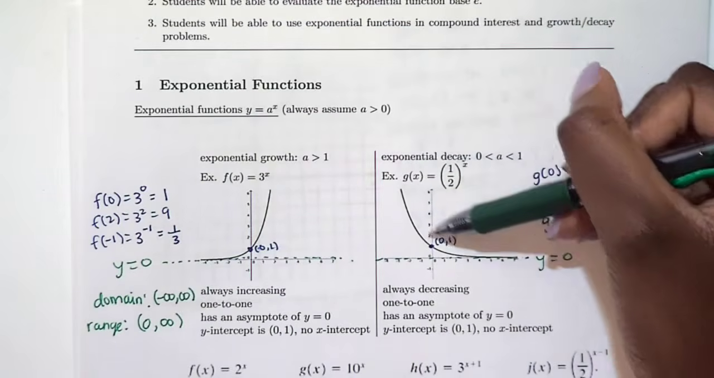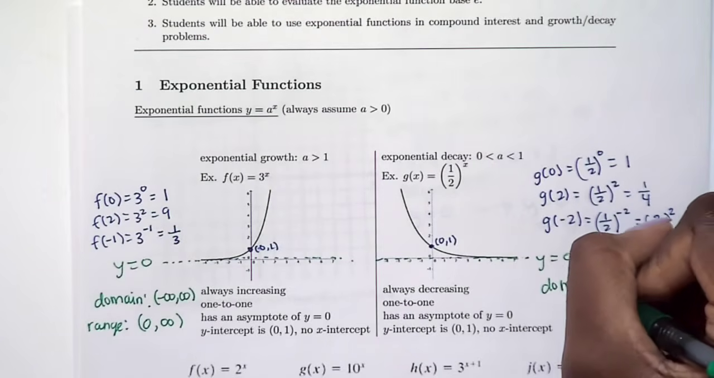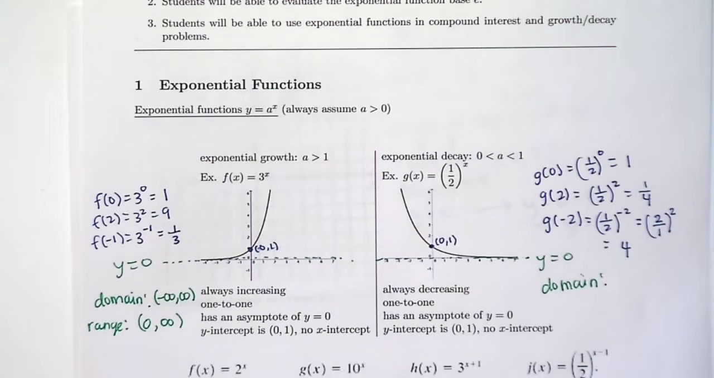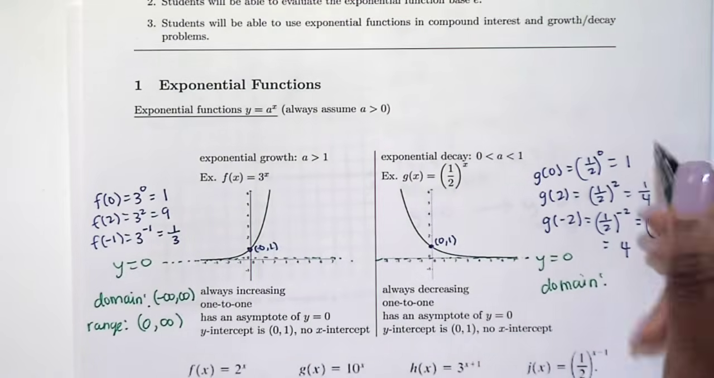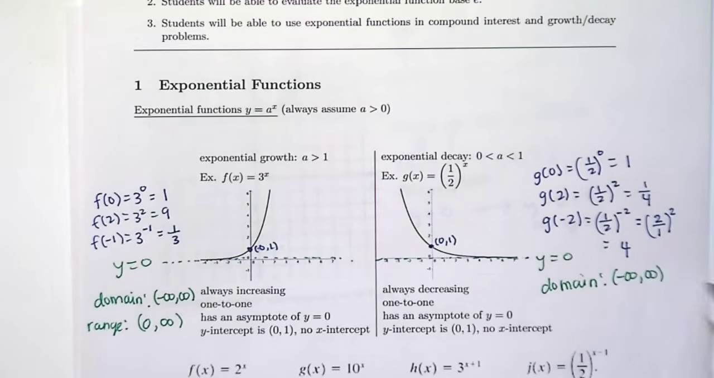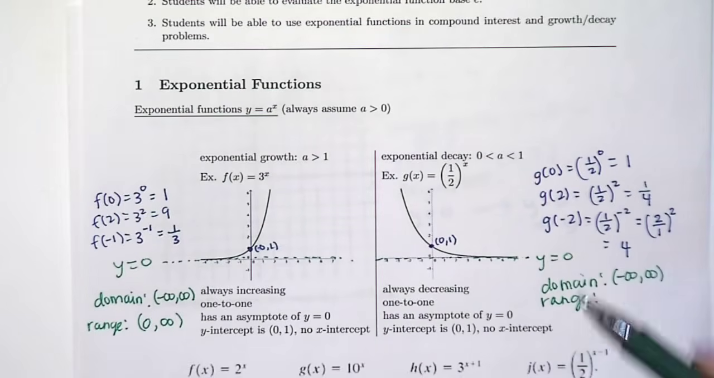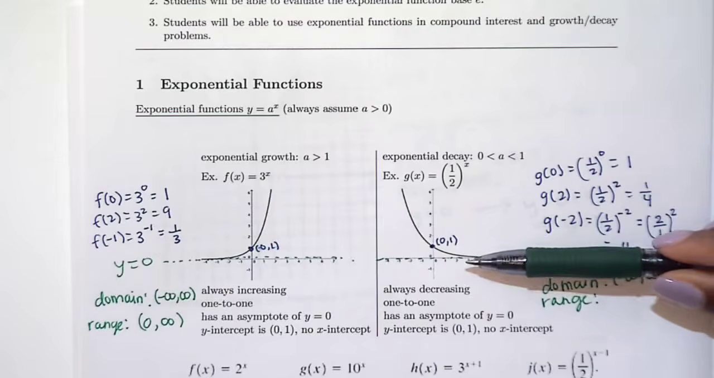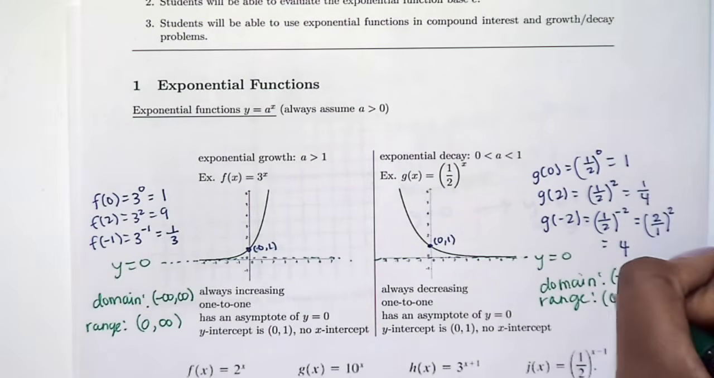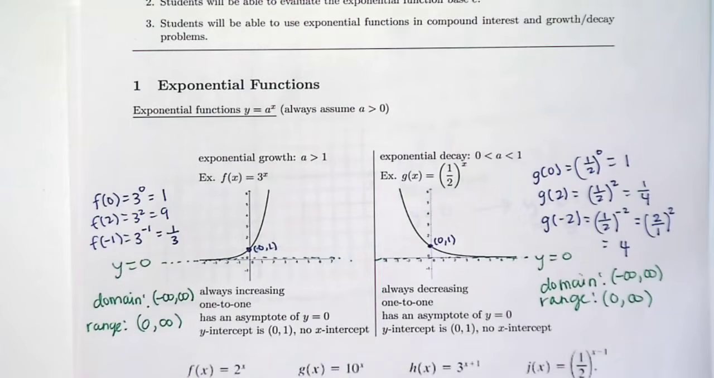What about the function that's decaying, the one that's getting smaller? What's the domain of this function? Well, it's going on this way, negative infinity to positive infinity. And the range? There's nothing down here, so it's going to go from 0 to infinity. So it's going to be the same. This is the domain and range of any exponential function that hasn't been shifted.